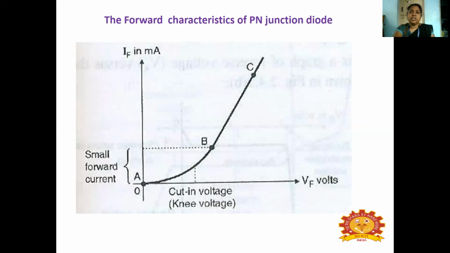You can see two different characteristics. We will see the forward characteristics here, of the PN junction diode. In the forward characteristics, you can see IF versus VF, with regions A to B and B to C. There is a cut-in voltage, which defines the minimum voltage in forward bias. A minimum current also flows from A to B. So we will define what happens from A to B and what happens from B to C.